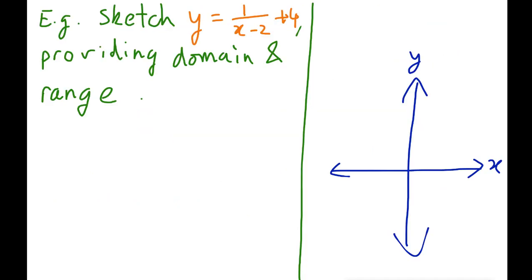So let's try and sketch this using an example. Let's just write down our a's, b's, and c's here. So we have the top bit of a fraction, which is our a. So our a is equal to 1. Our b is a split, which is equal to 2. And our c is a split, which is equal to 4. So we can straight away write down our asymptotes.